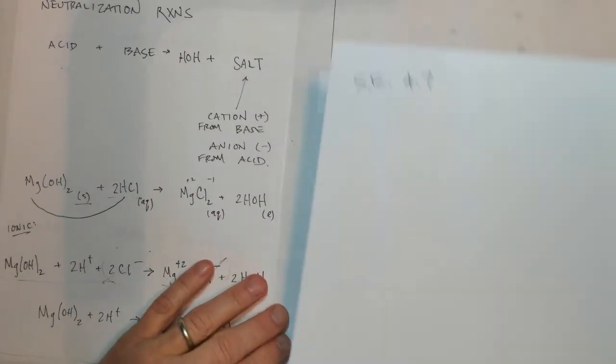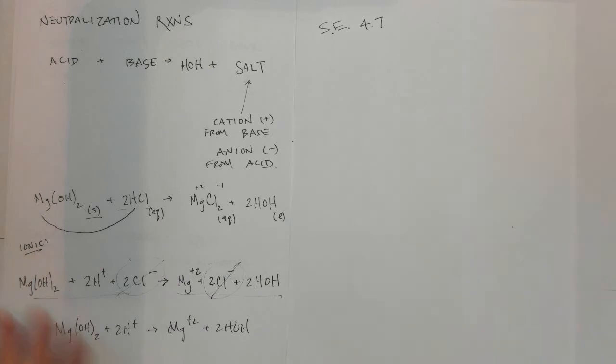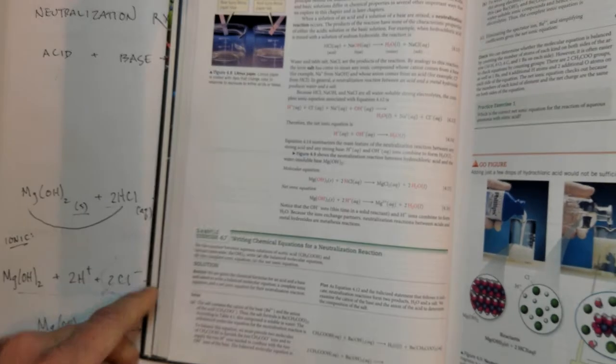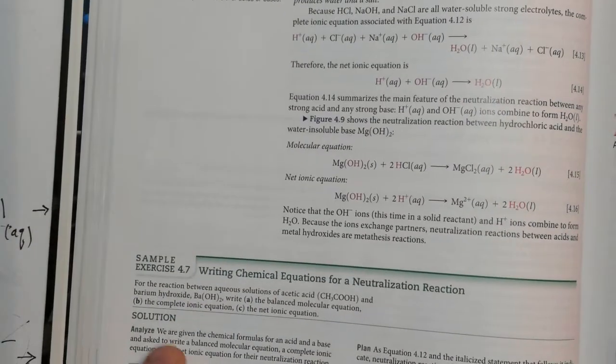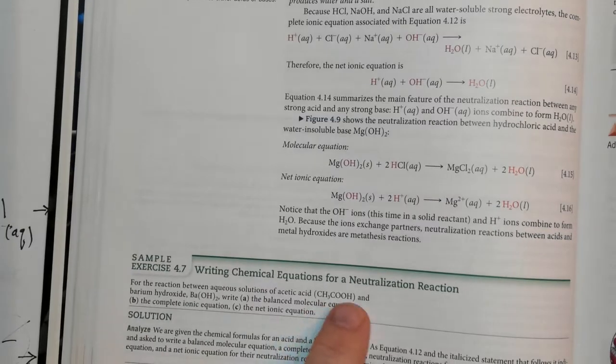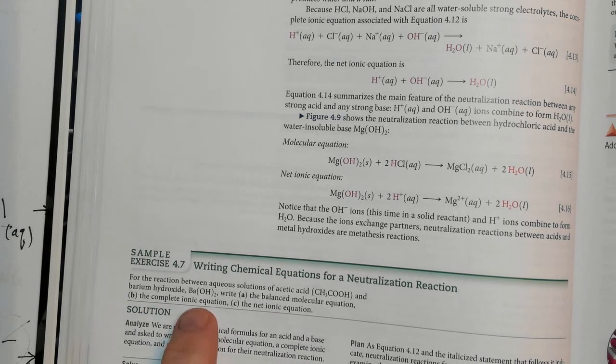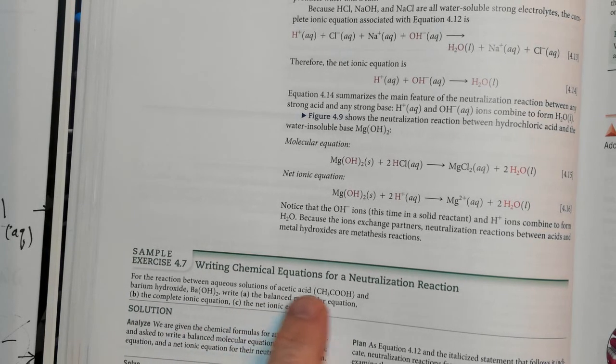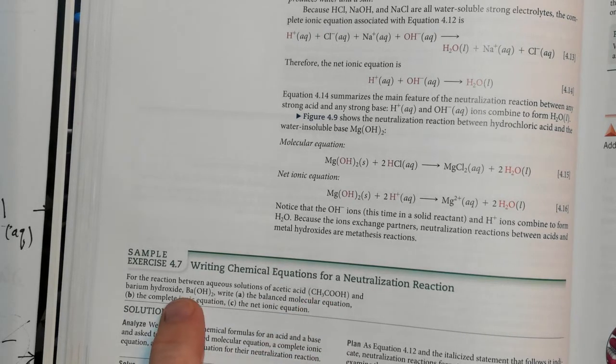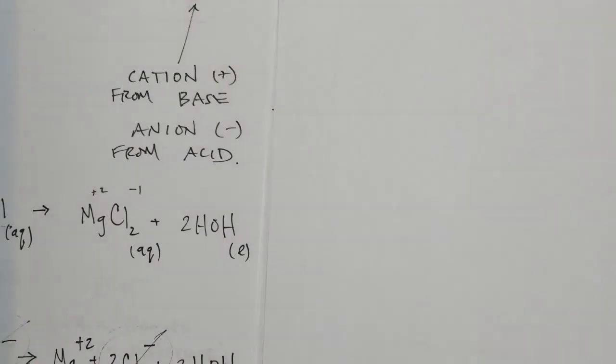Let's do a second sample, sample exercise 4.7. And if you don't have a textbook in front of you, I'll put the question out in front of you. It says, for the reaction between aqueous solutions of acetic acid and barium hydroxide, write the balanced molecular equation, the complete ionic, and the net ionic. So acetic acid and barium hydroxide. All right, let's see if we can do that one. Let's do all the parts of it.